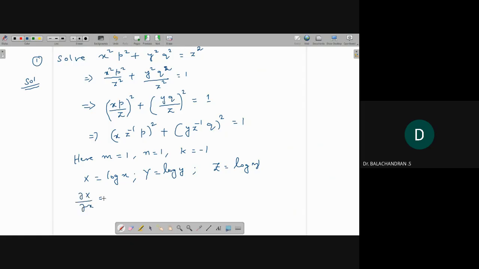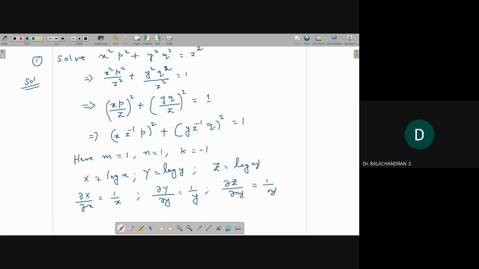Now dou capital X by dou X is equal to 1 by x. Similarly, dou capital Y by dou small y is 1 by y, and dou capital Z by dou small z is 1 by small z.